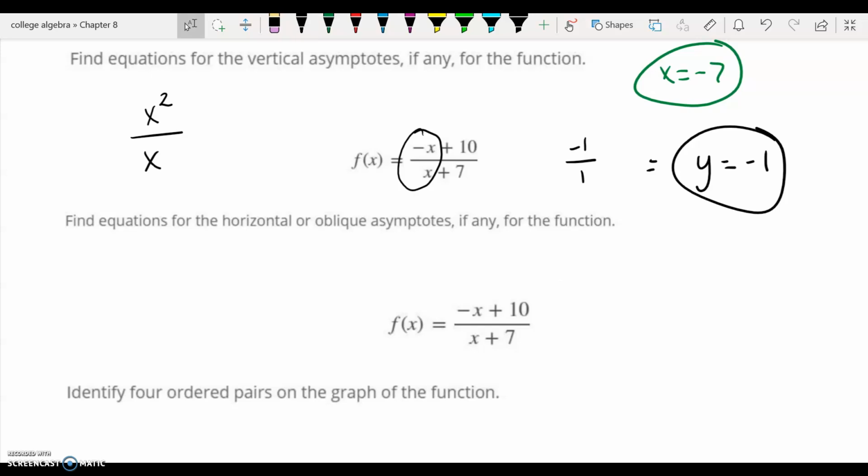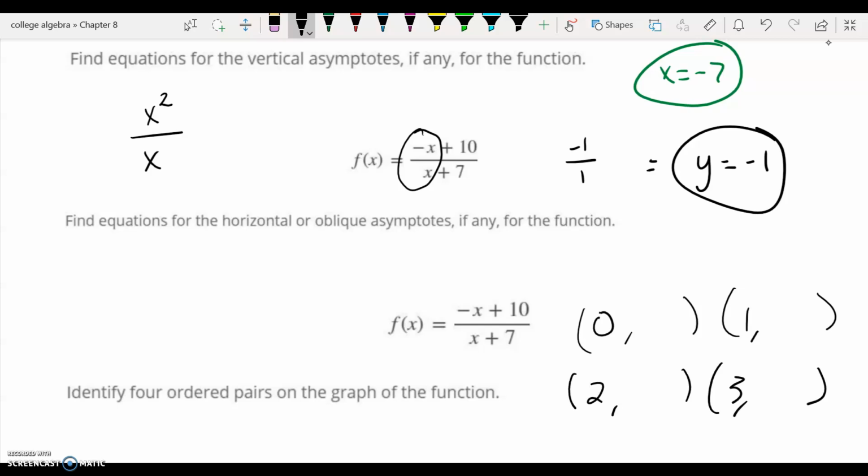And the last one, it says identify ordered pairs. Guys, just plug in any number for x except for negative 7. So I'm going to plug in 0, 1, 2, and 3. So I plug in 0, you get negative 10 over 7. Just random fractions, guys.